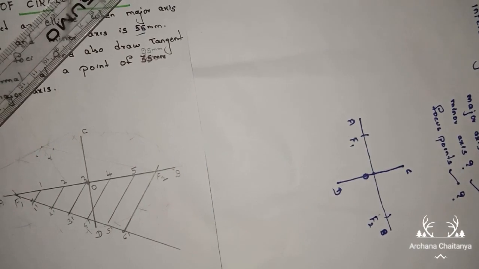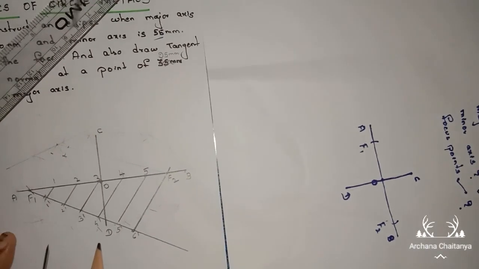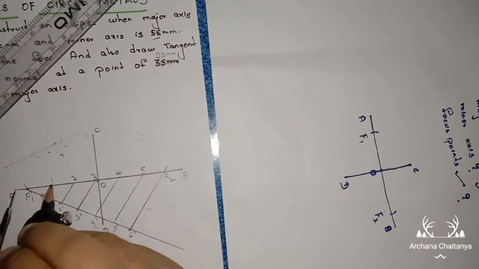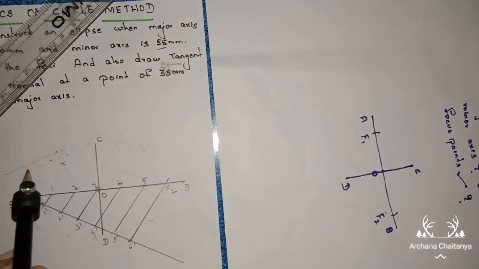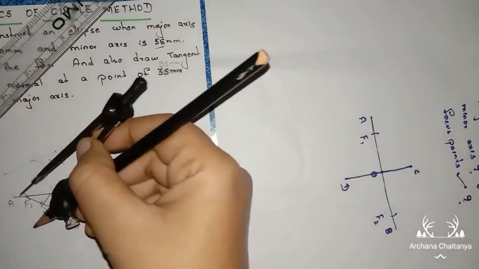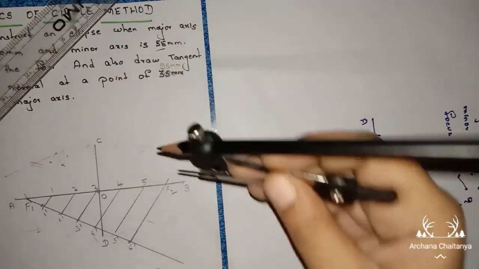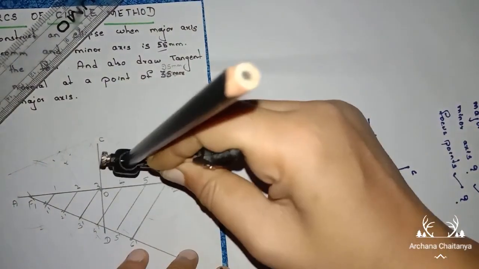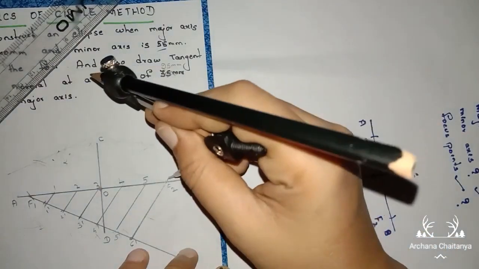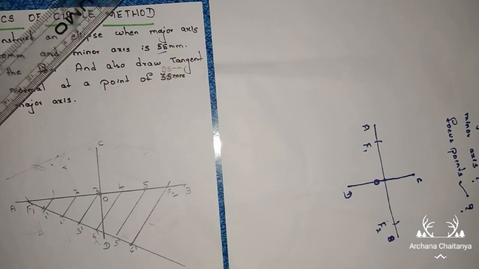Okay. Now, how to construct an ellipse? Same process. A1 radius, F1 center. Draw an arc above and below. Right? How to cut this arc? B1 radius, F2 as center. Cut the previous arc.